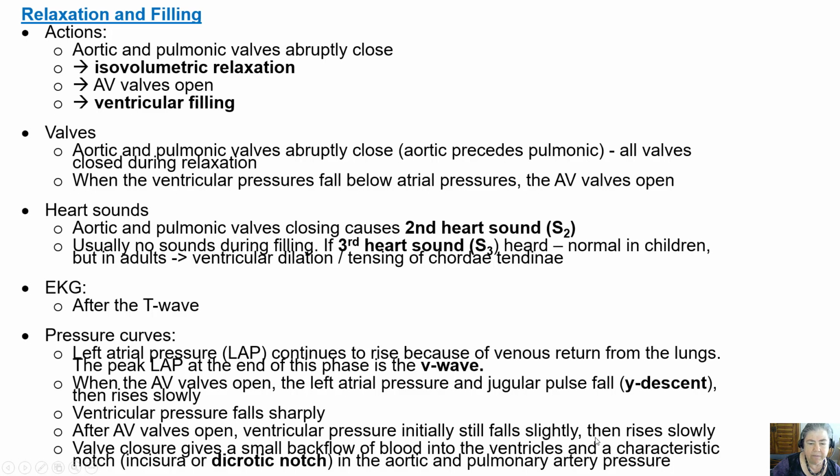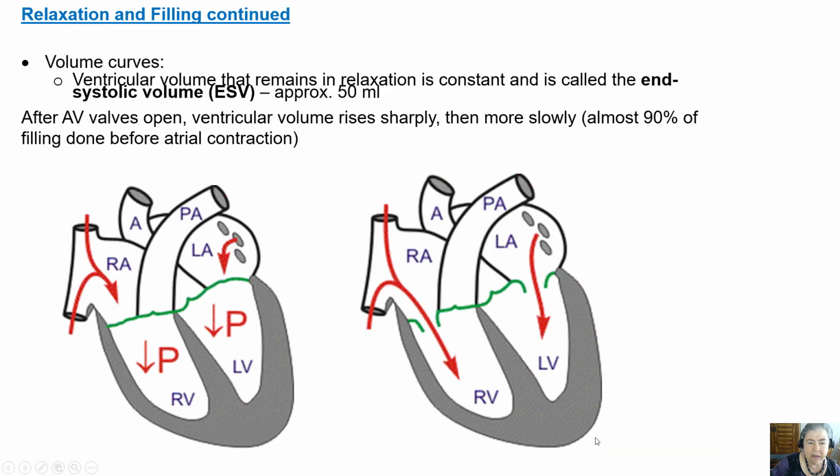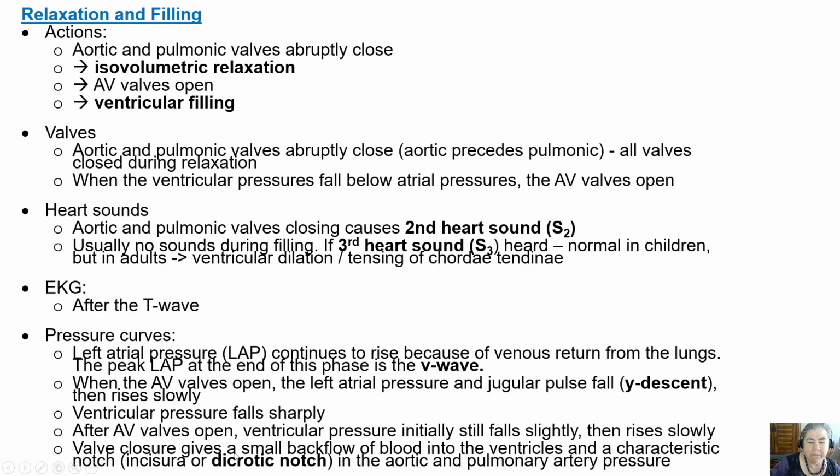The closure of the valves, the aortic and pulmonic valves that cause S2, can result in a small kind of bump, notch, in the aortic and pulmonary artery pressures, which, if you are very subtle, you may feel when you're checking a carotid artery.